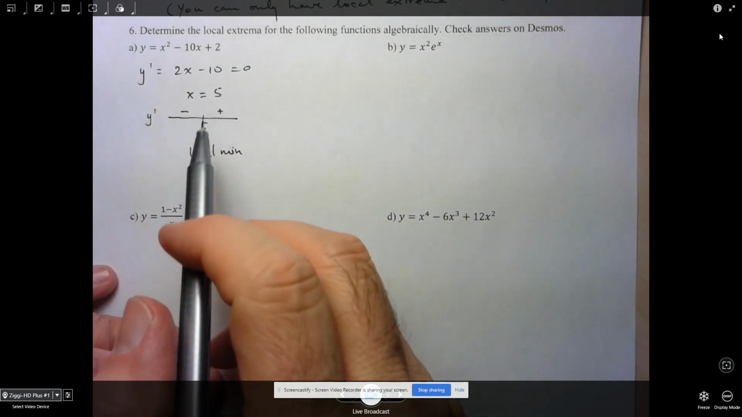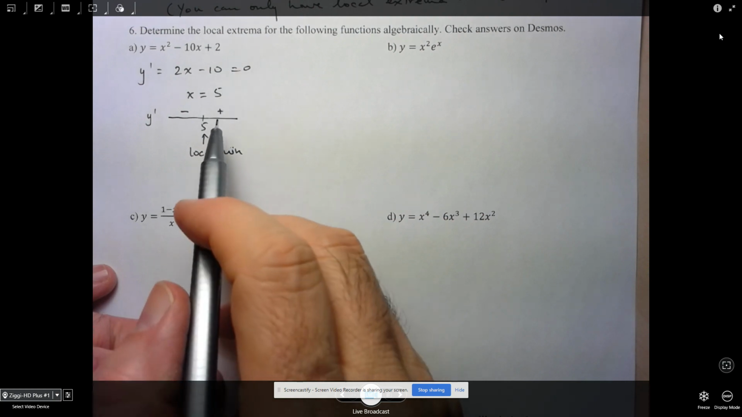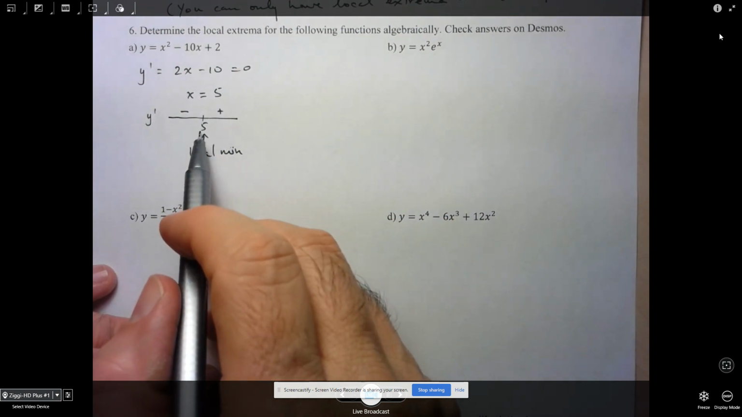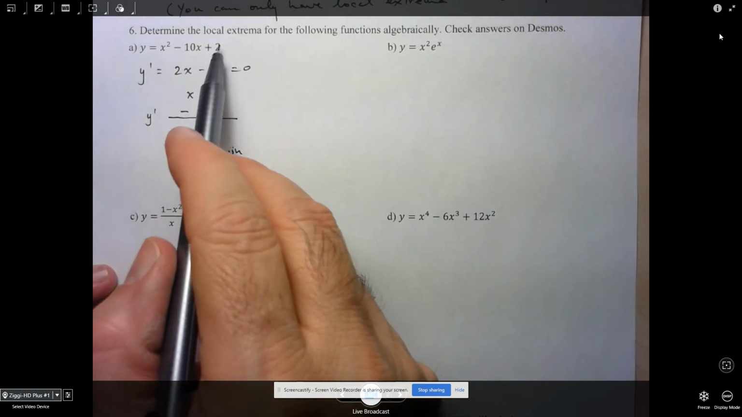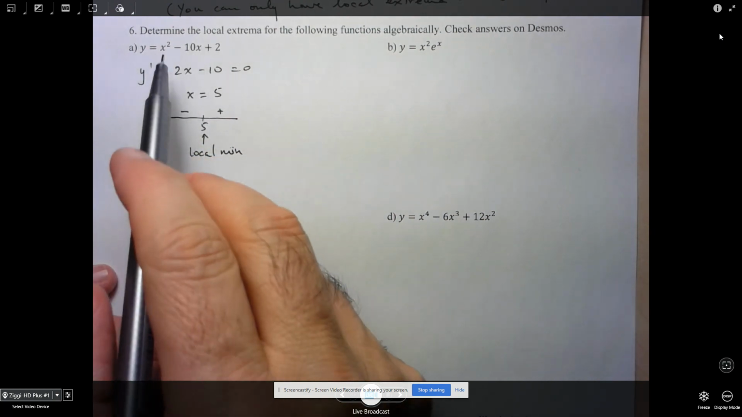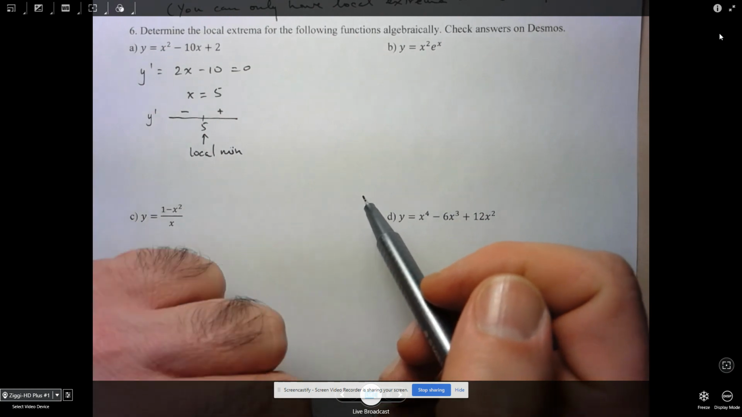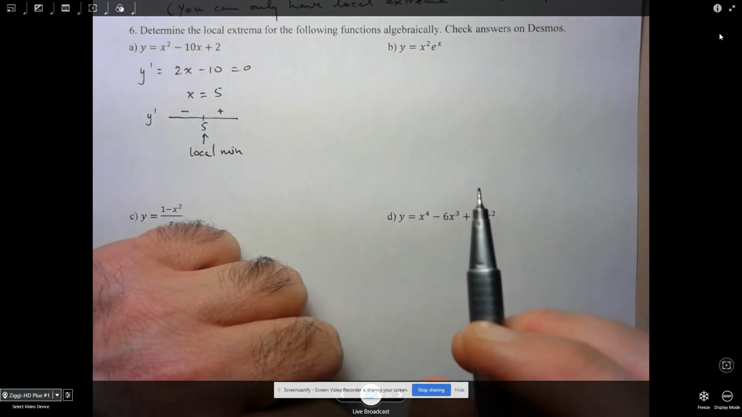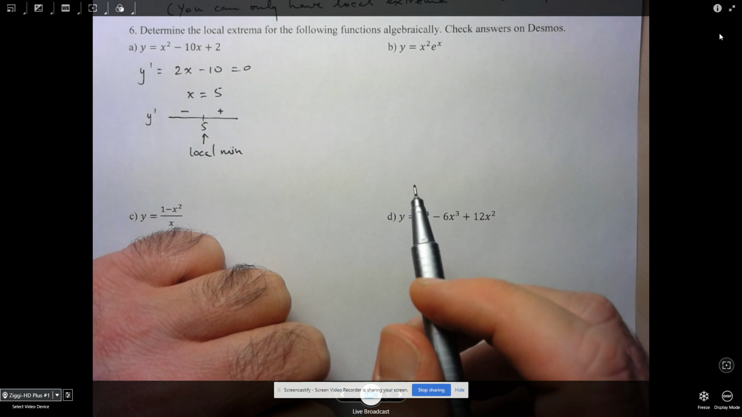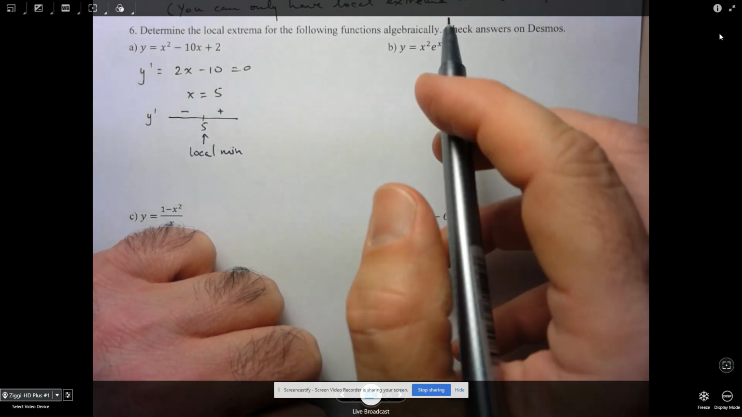Now, if they're actually asking for the local extrema, what you should be doing now is taking this value, putting it into the original function to find the maximum, in this case here, the minimum y value. I'm not going to do that. You can do that yourselves. Okay, I'm just going to go through the process of determining where the extrema occur. All right, so you take a look at the next question.